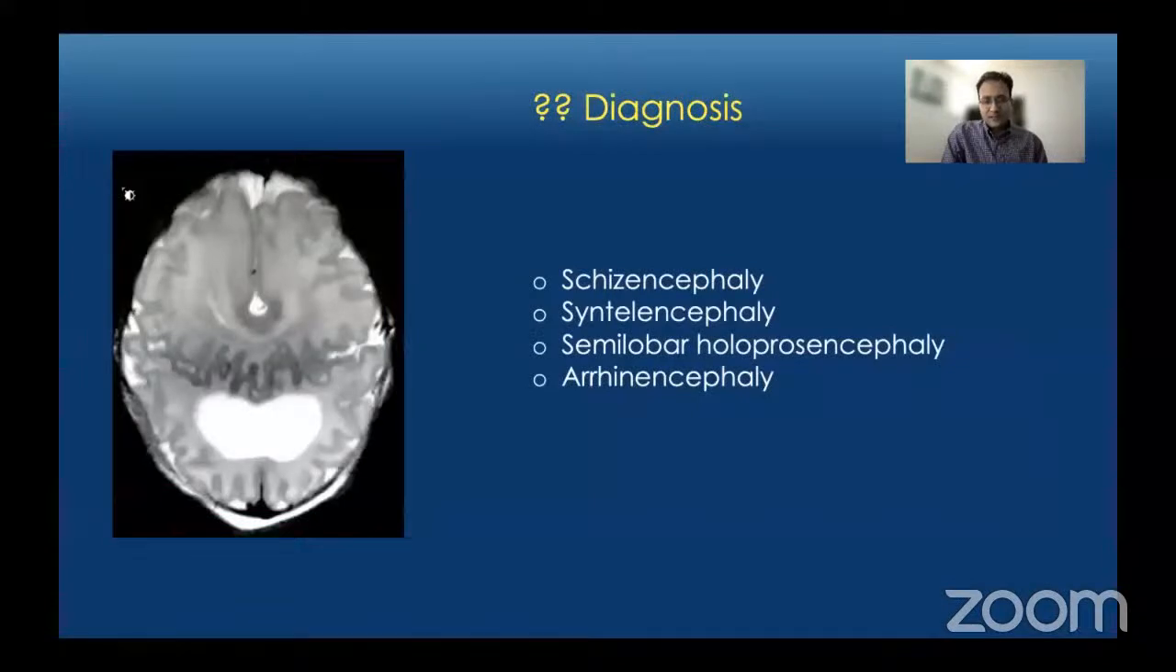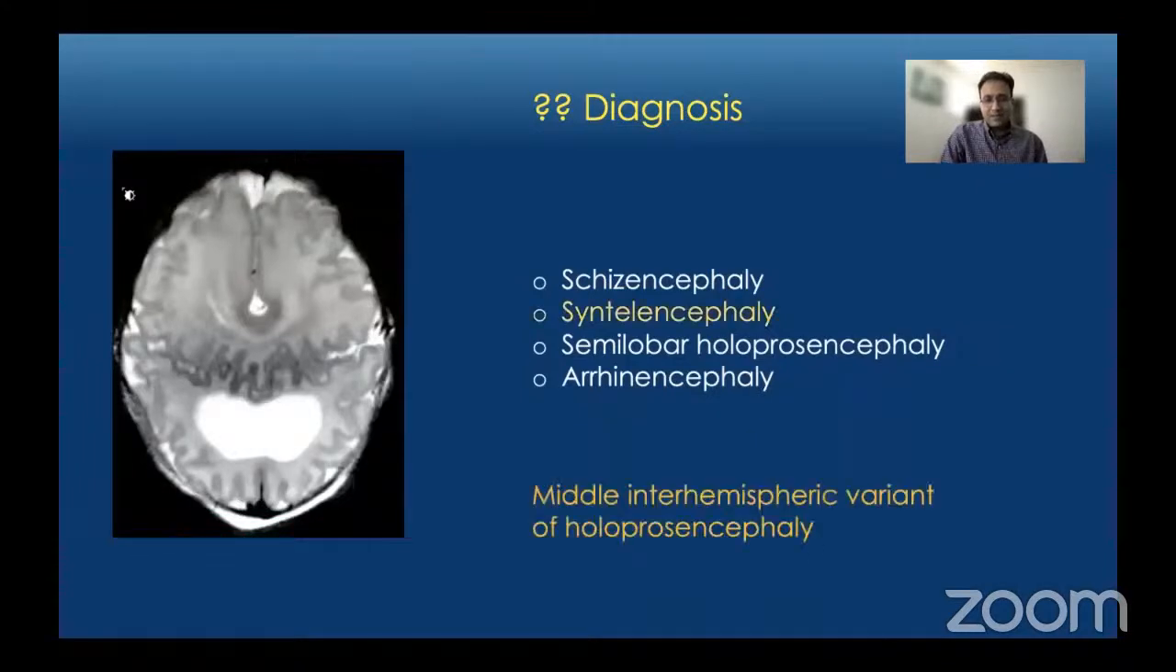So what's the diagnosis here? Is it schizencephaly? Is it syntelencephaly? Is it semilobar holoprosencephaly? Or is it arhinencephaly? So this is an example of syntelencephaly, which also goes by the name of middle interhemispheric variant of holoprosencephaly.